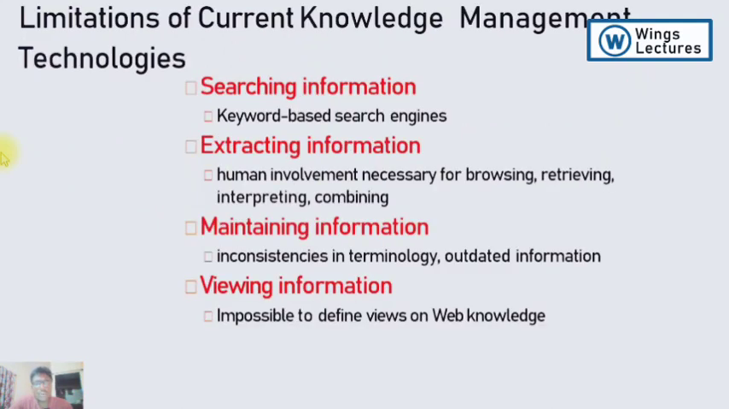The limitations of current knowledge management technology, usually these are the typical limitations: searching information, extracting information, maintaining information, and viewing information. See, for the past 15 decades we have a bunch of data, and nothing has been erased from the web. Whatever was created still exists on the servers, so whenever you want, you can access it. It can be 100-year-old data, but it is still available.